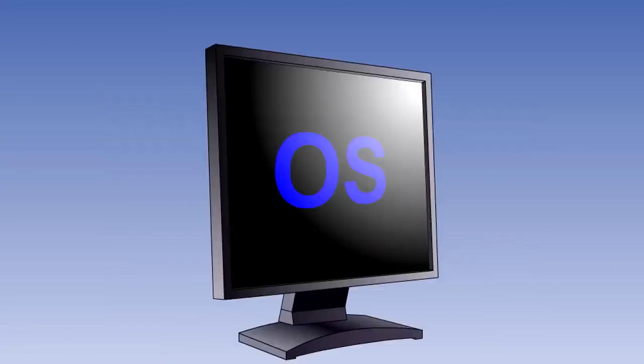An operating system, or OS, is a set of system software running on a computer that manages the system hardware and controls the execution of application software. You will no doubt have heard of the Microsoft Windows operating system used on many personal computers.